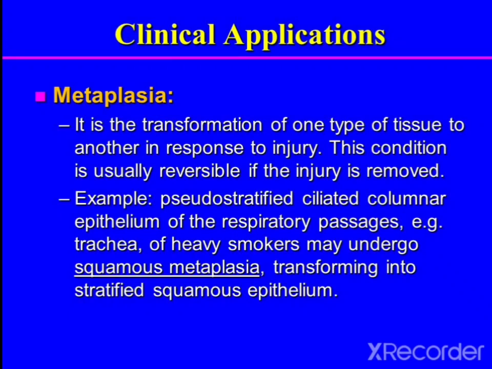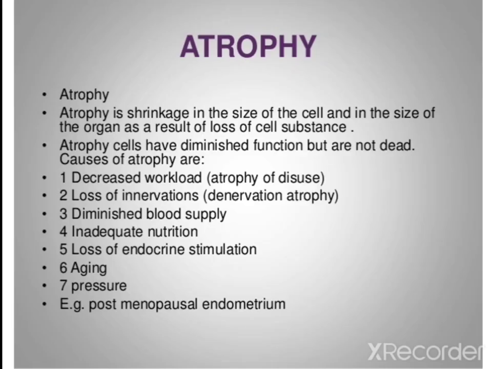Now the related clinical anatomy of this topic is metaplasia. Metaplasia means there is transformation of one type of tissue into another because of injury. So for example, there is an epithelium known as pseudostratified ciliated columnar epithelium in the respiratory passages, and due to smoking, heavy smoking, it can lead to change in its shape and structure, and it is changed to simple squamous epithelium. So in this there is change in the structure of the epithelium. This is known as metaplasia.